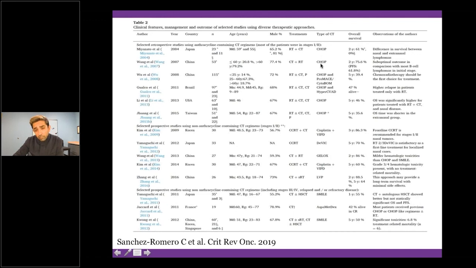And if you look at the chemo, some group did give CHOP, but more recently we are not giving CHOP. We are giving agents like VIPD or DEVIC or GLOX, etc. if it is just a limited stage disease. If it is advanced stage disease, we use these chemo cocktails called SMILE. So each letter kind of stands for a different agent.